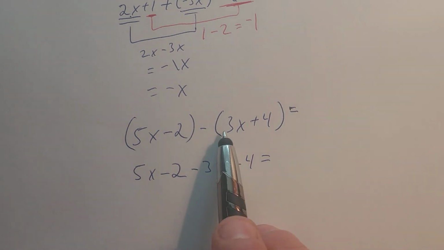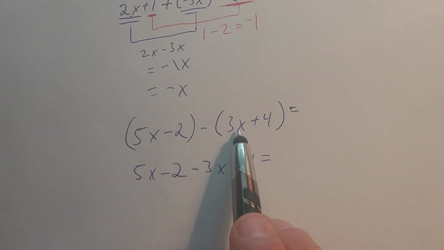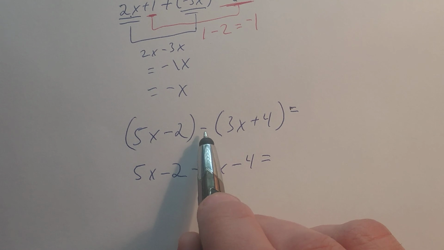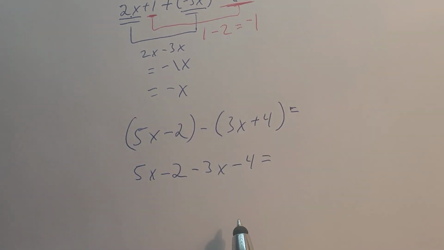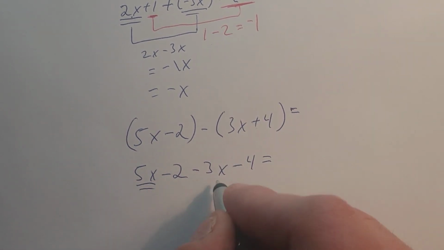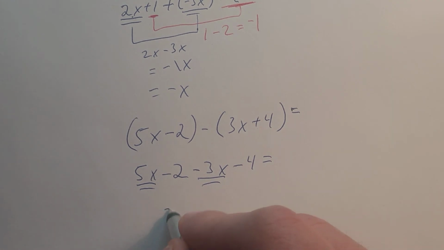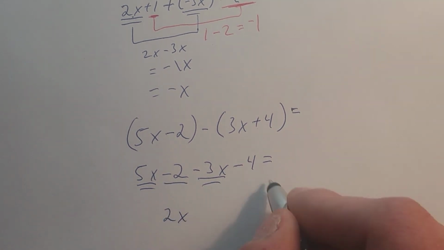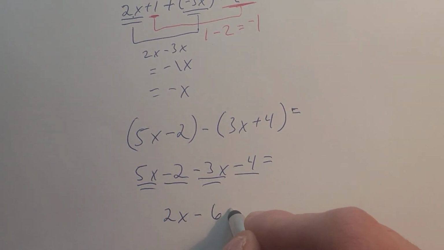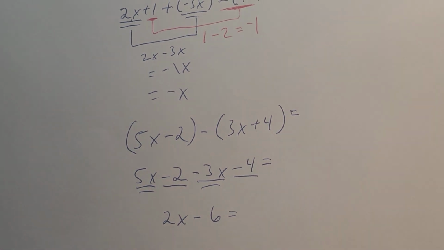Okay, because these are both positive, so this negative is going to make it both subtraction. You're essentially distributing that 1. Now I have a 5x here, a minus 3x here, so I'm left with 2x. Negative 2 minus 4 is a negative 6. Okay?